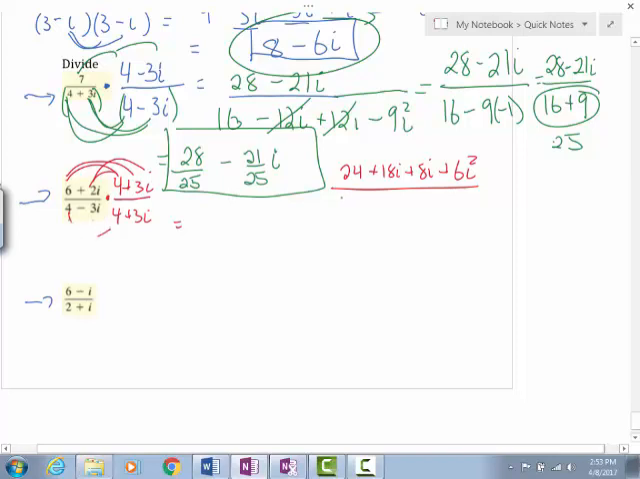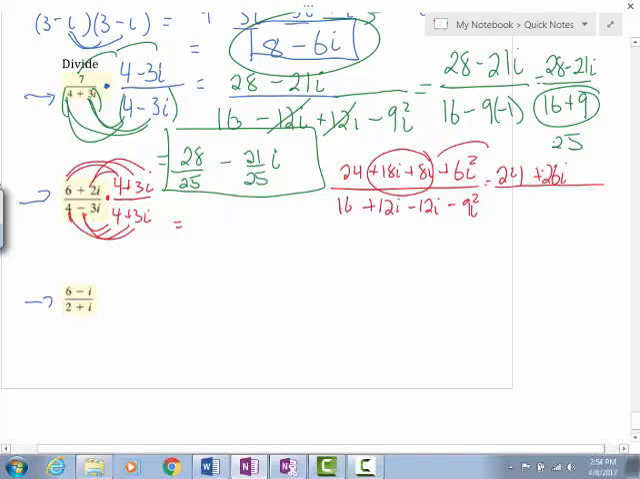Now I'll do the bottom part. 4 times 4 is 16. 4 times 3i is plus 12i. Negative 3i times 4 is minus 12i. Negative 3i times positive 3i is negative 9i squared. Let's go ahead and worry about combining like terms. I'll take care of the top first. I'm going to write 24. We can combine these together, which gives me a plus 26i.